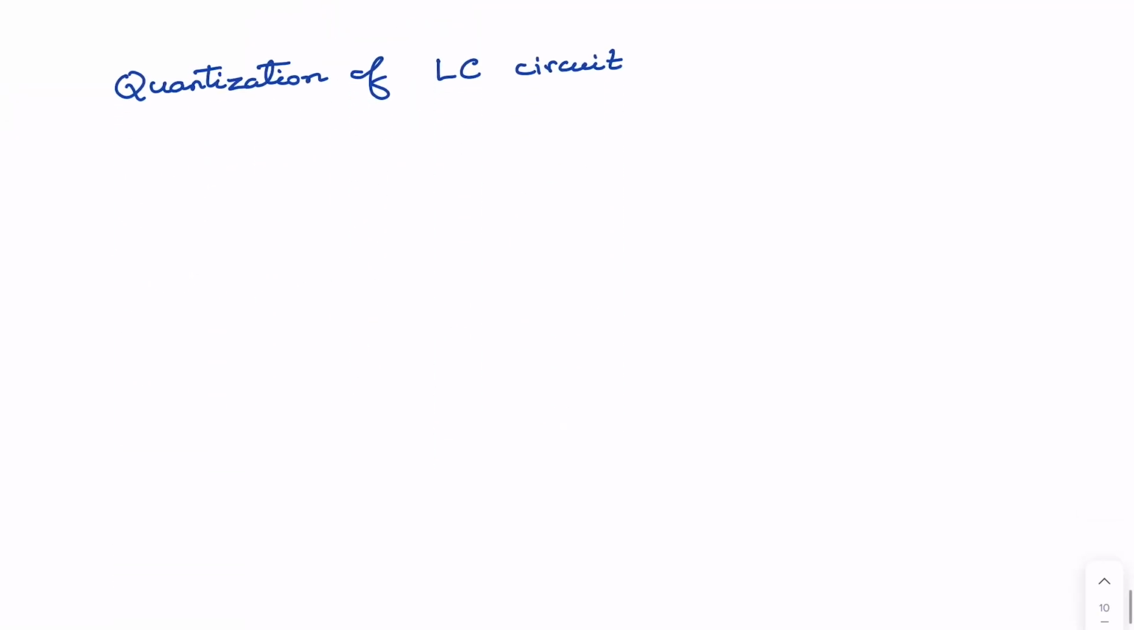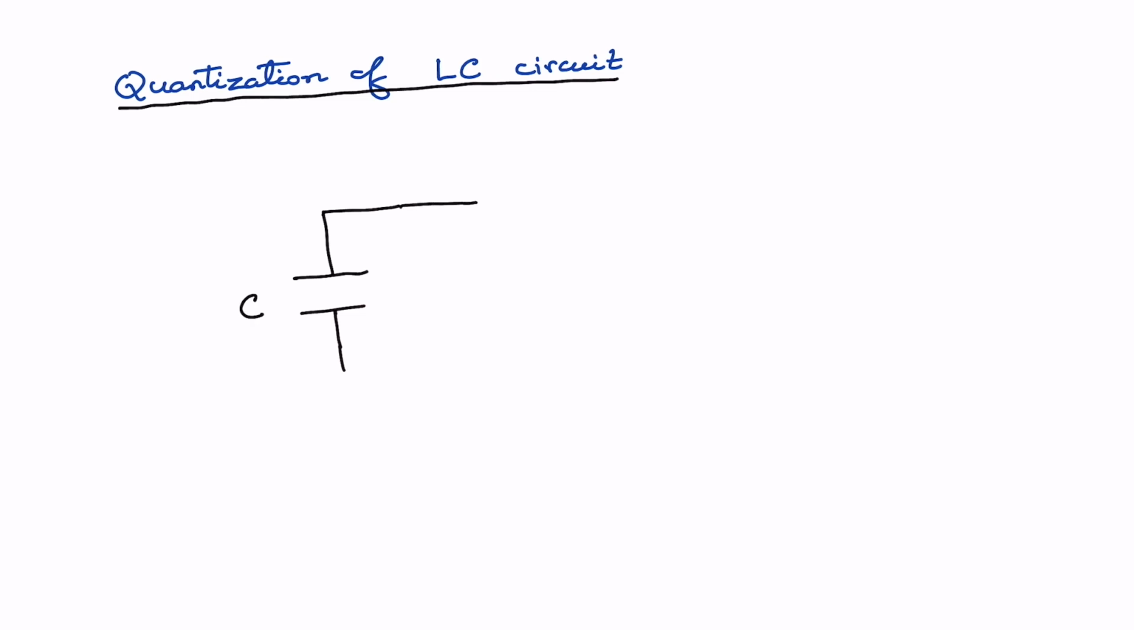Now the question is, what happens if we go to the quantum regime? So that means now we have to do the quantization of this LC circuit. So let us do that. LC oscillator is the building block of a transmission line. Let's say we have this LC circuit. Here is the capacitor having capacitance C, and we have an inductor with inductance L.